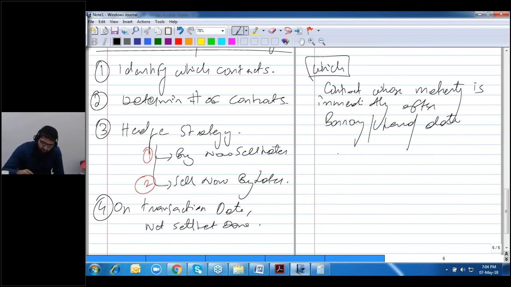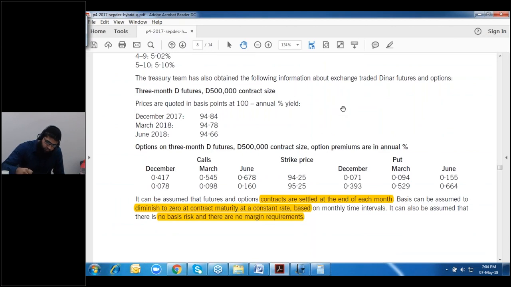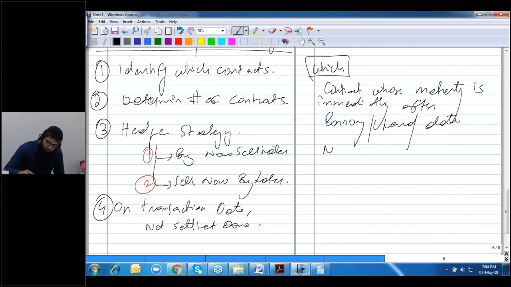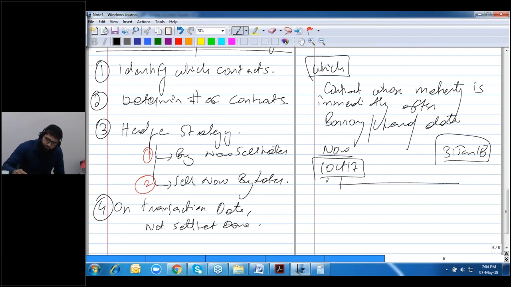That means we are right now standing on, what was the date today? We're standing on 1st of October 2017. And we need to invest on 31st January 2018. So the risk that we are facing is for this period only.